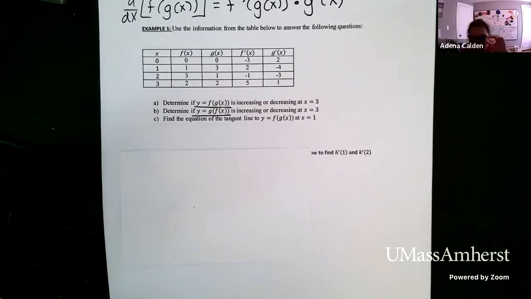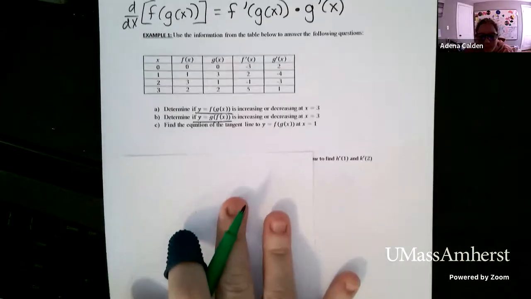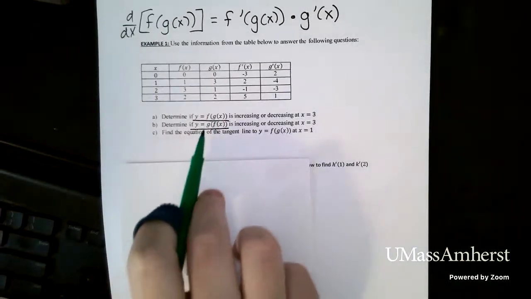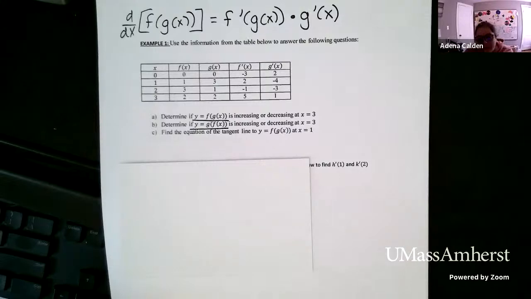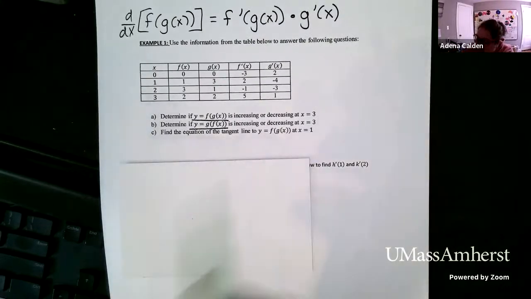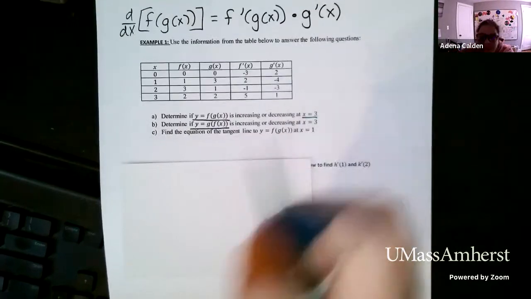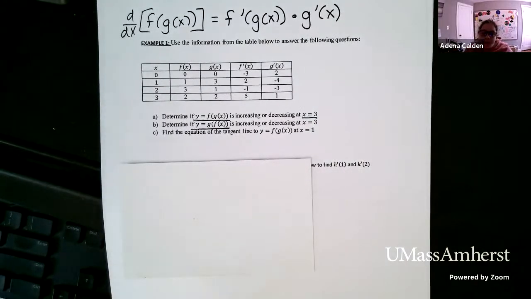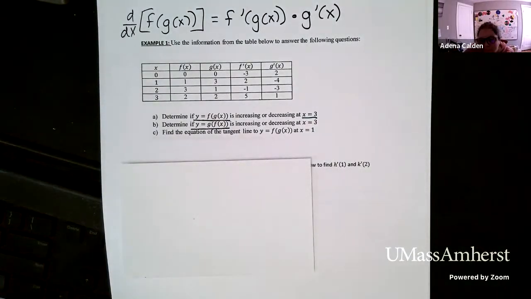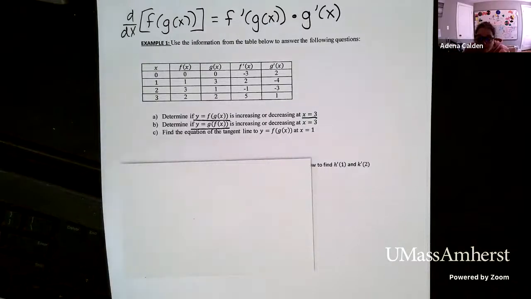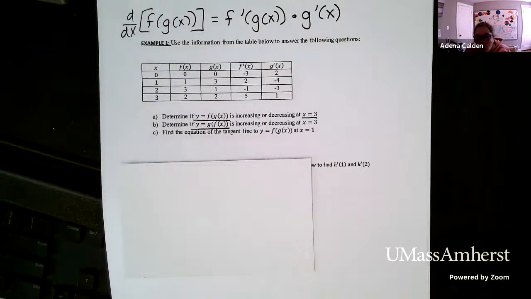All right, so let's go through this and let's start with part A. Here again, we have the composite function f of g of x, and we're interested in what's happening at x equals 3. Since we're asking if the function is increasing or decreasing at 3, we need to look at whether the derivative is positive or negative. If it's positive, then our function's increasing. If it's negative, then our function's decreasing.